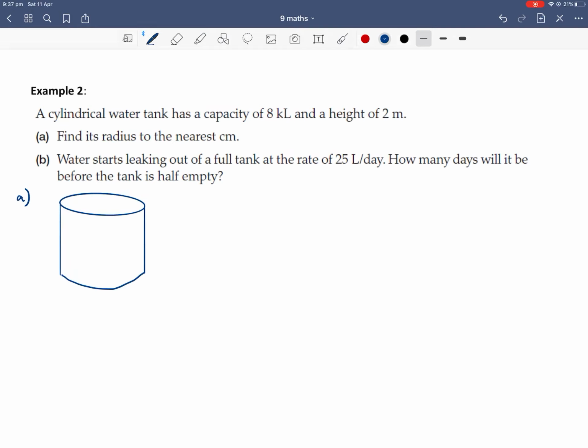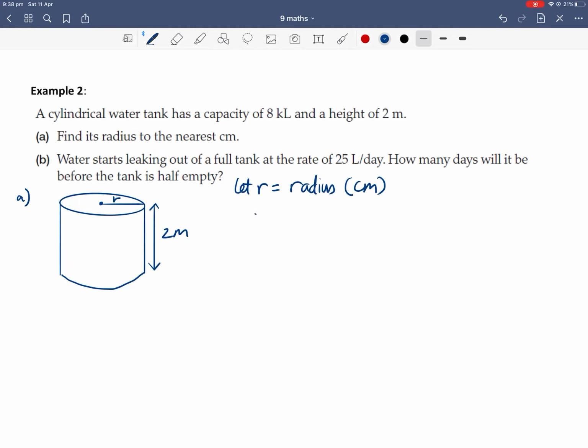Okay, let's label our diagram. We know it has a height of 2 meters, so this distance here is 2 meters. We don't know what the radius is, but let's still label it because that's an important part of the volume of a cylinder. So let's label it R. We don't know what R is, so let's define a variable. So let R equal radius, in brackets, centimeters, because we want our answer in centimeters.